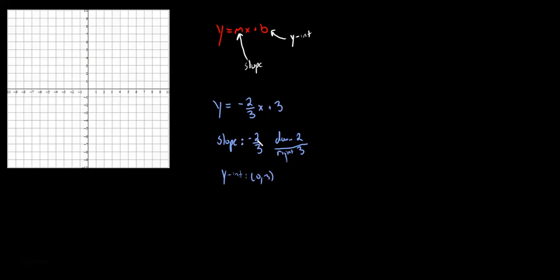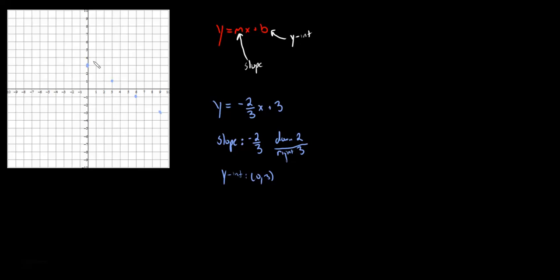So we can go ahead and plot that y-intercept. 0, 3 would be right here, okay? And now I can use the slope to find a bunch of other points, okay? So I'm going to go down 2 over 3. Then I'm going to go down another 2 and over 3. I run out of room, but this would continue forever in that direction.